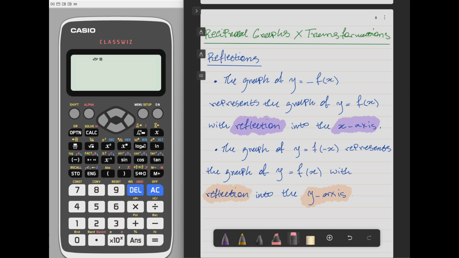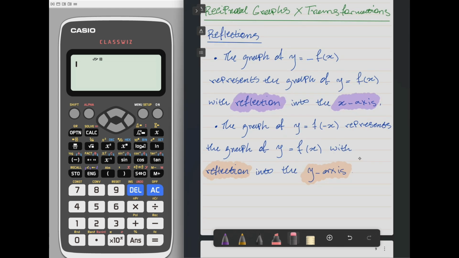Well, to be honest, I forgot to mention one type of transformations, which is reflections. And I'm going to mention them here in this session. And then we're going to move to reciprocal graphs and then having some combination with reciprocal graphs and transformations, and you will see how that works. So let's get into work.